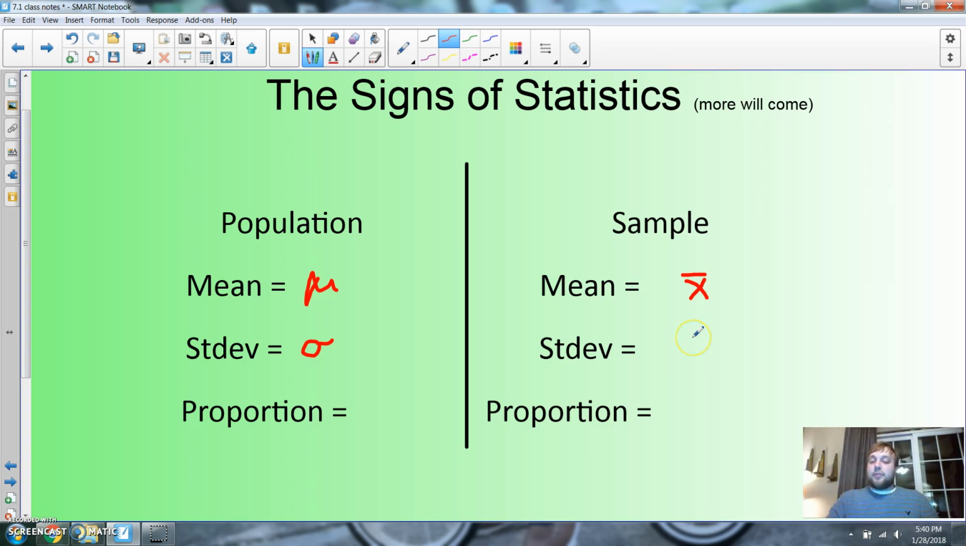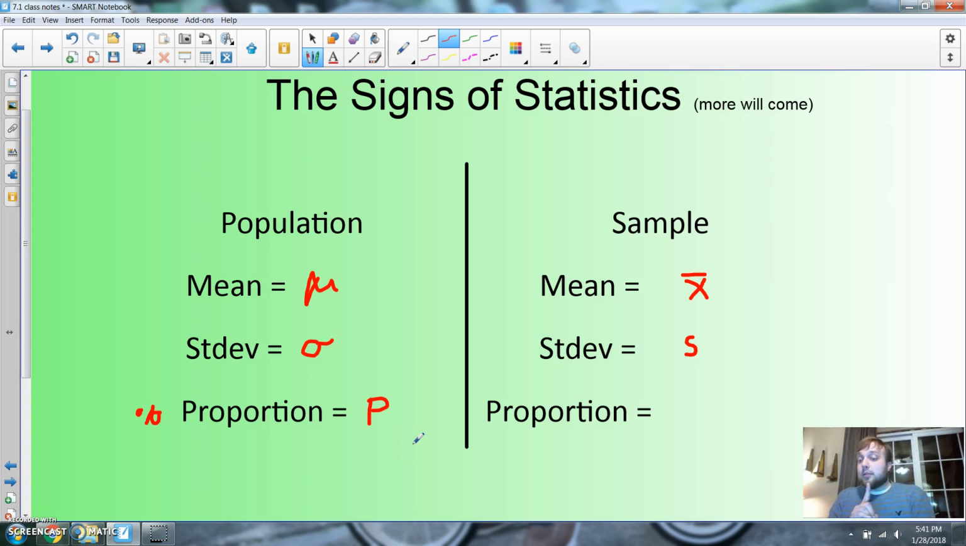And our sample standard deviation we write as S, just plain old S. And then proportion. How do we list a proportion? I remember proportion is the same thing as, we like to think of it as like percent, right? A proportion. So how do we mark this? Well, we mark it with a big, gigantic P.